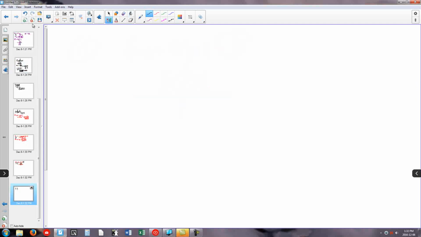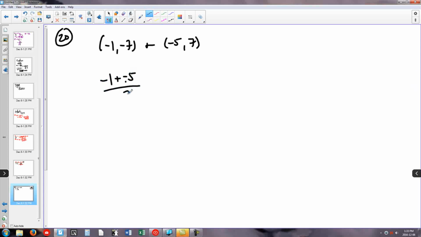All right, last question, number 20. We're being asked to find the midpoint of (-1, -7) and (-5, 7). Now, a midpoint is an average, and so we need to find the average x, the average y. To find an average of two numbers, you add them up and divide by 2. So (-1 plus -5) over 2 would be my x coordinate.